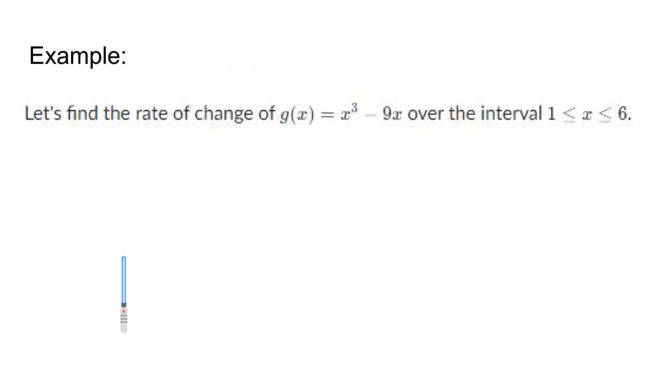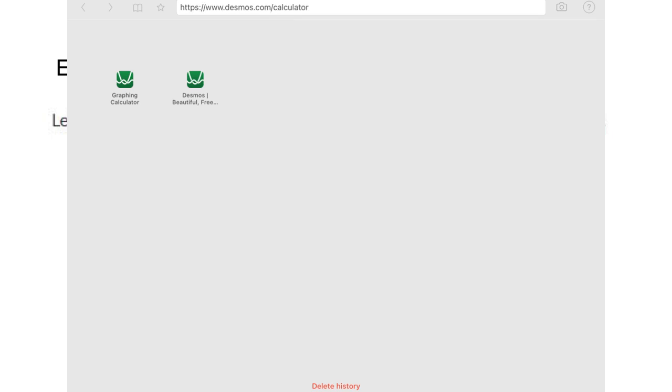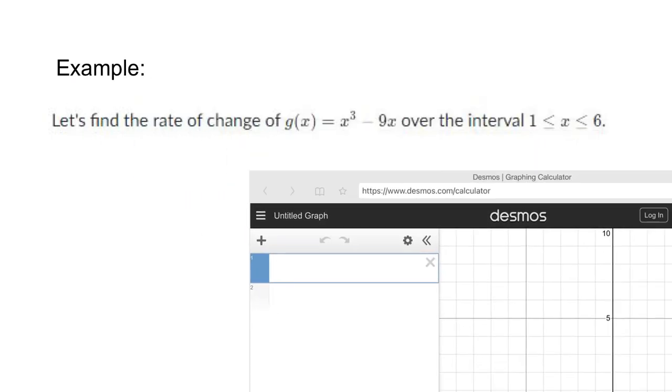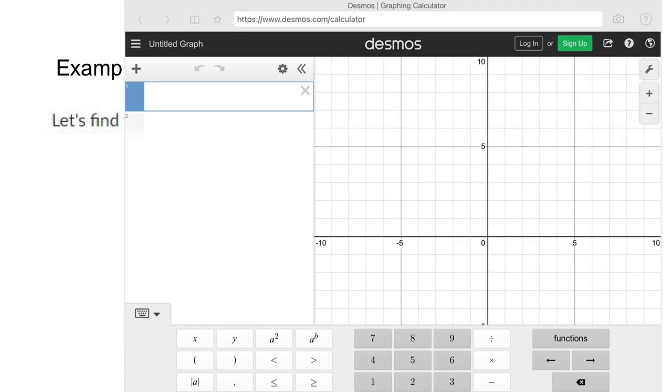All right, let's look at one where they ask us for average rate of change from a function that is not graphed for us already. So we're going to graph this in Desmos so that I can get some points that I can use, because to do this, I've got to know 2 points. So I'm going to graph g of x equals x to the third minus 9x.